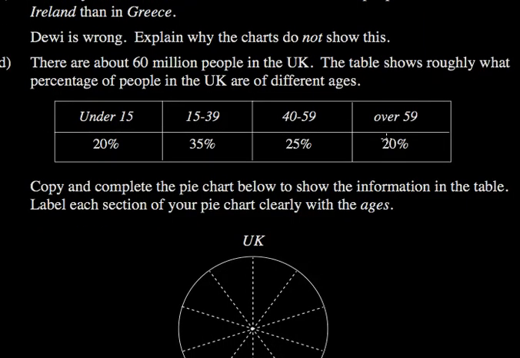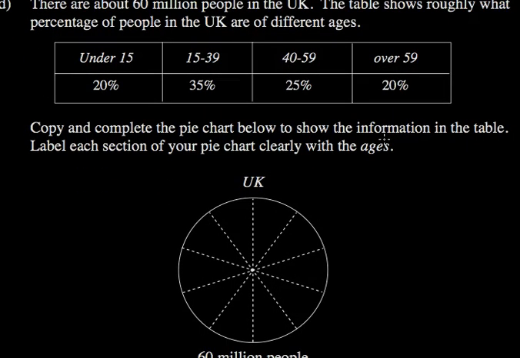Right, finally then in part D, it says there are about 60 million people in the UK. The table shows roughly what percentage of people in the UK are of different ages. So we've got the same sort of data, but it's written here in a different form. And we've got to copy and complete the pie chart to show the information in the table. So whenever you're drawing a circle for a pie chart, always do the dot first. So you draw the dot and then you can draw the outer circle, because then you know where the center is going to be.